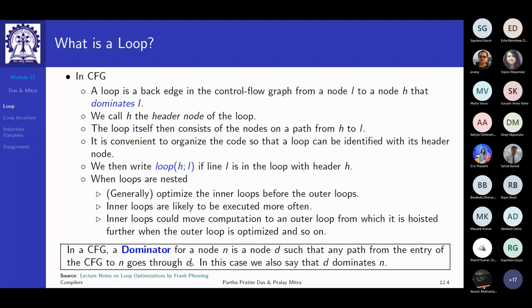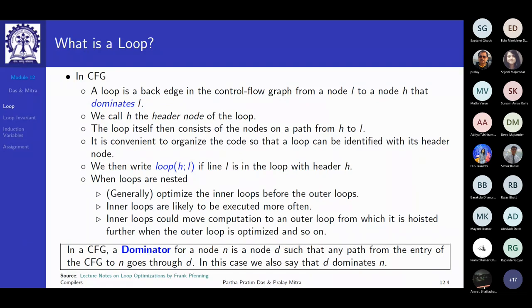So you have a node D in the CFG, and you have a node N in the CFG. If you trace any path from the first instruction, the entry to the CFG, to N, that path must go through D. Now, obviously, there could be loops in between, and there could be multiple paths, if, else, etc. But if all paths from the entry of the CFG to N go through D, then we say that D dominates N, right?